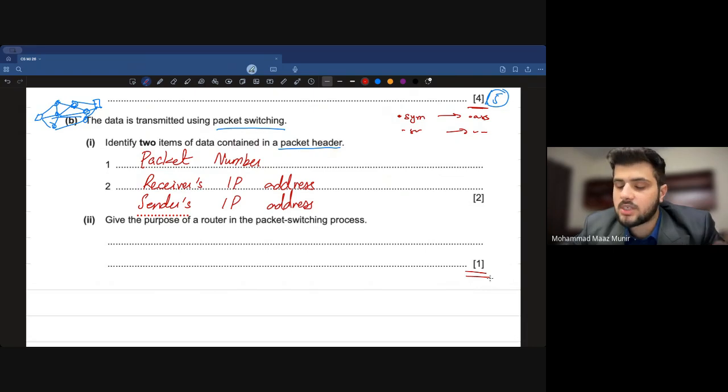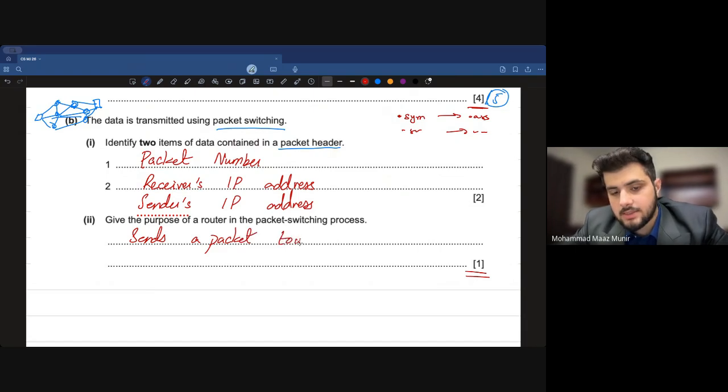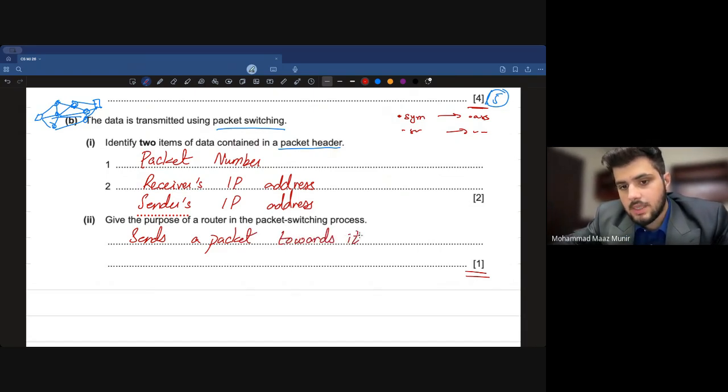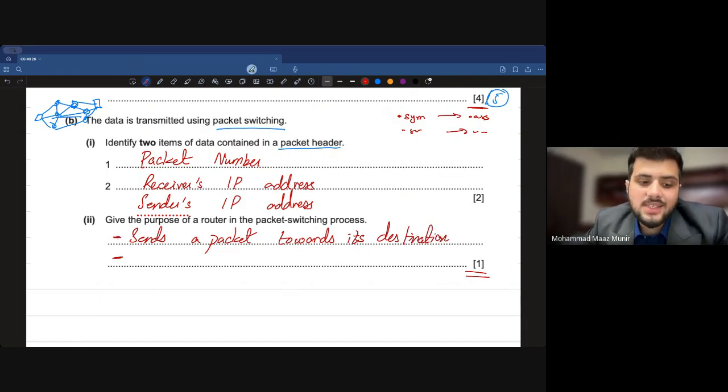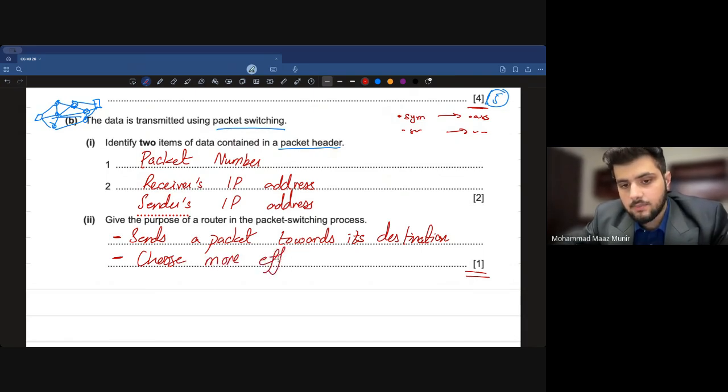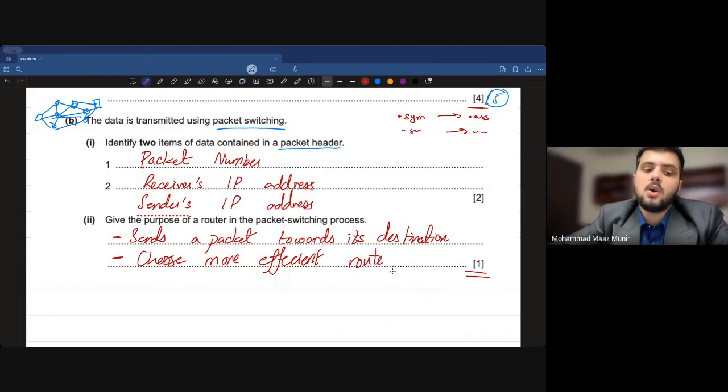It's a 1 marker, so it's going to be 1 point. It sends a packet towards its destination. This is one valid point you have to state. Destination, point number one. And if you want to go with the second point, you can also talk about how the router allows you to choose a more efficient route. More efficient route. And you get a perfect one-on-one for writing these 2 points.